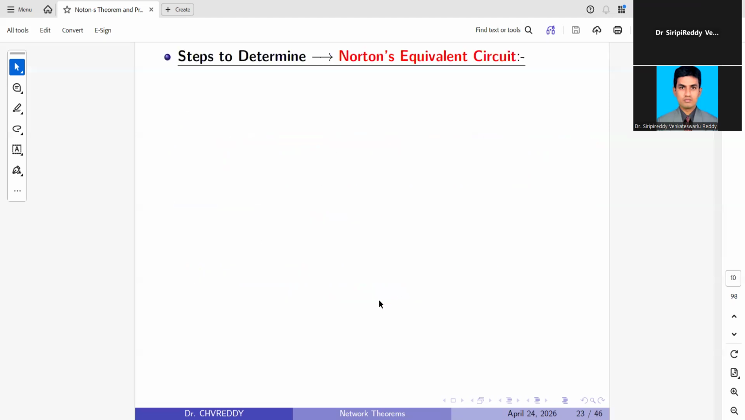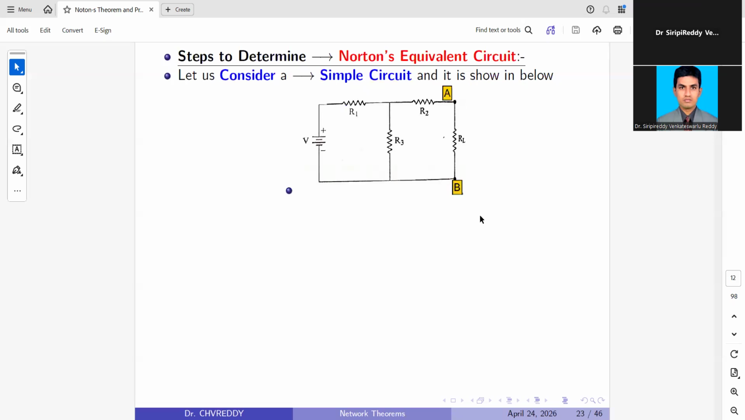What are the steps to follow to obtain the load current or to draw the Norton's equivalent circuit? Let us consider a simple circuit, shown in the figure below. If you observe this circuit, it has one voltage source and a number of resistors as well as one load resistance. So here we consider one simple circuit, as shown here.